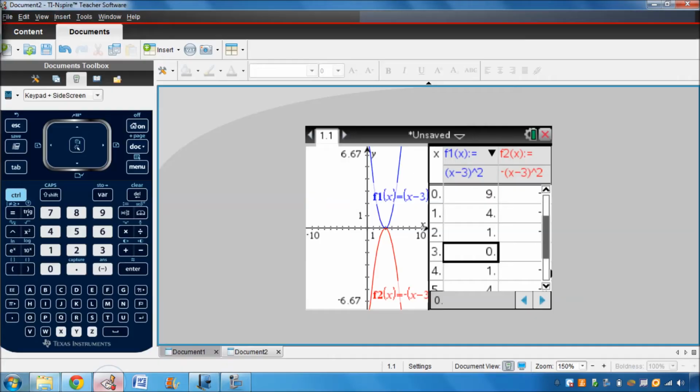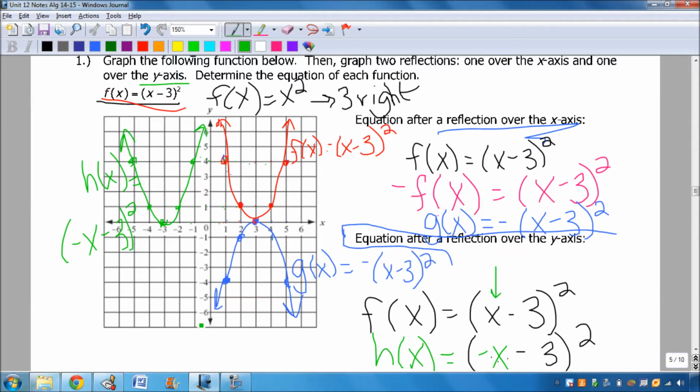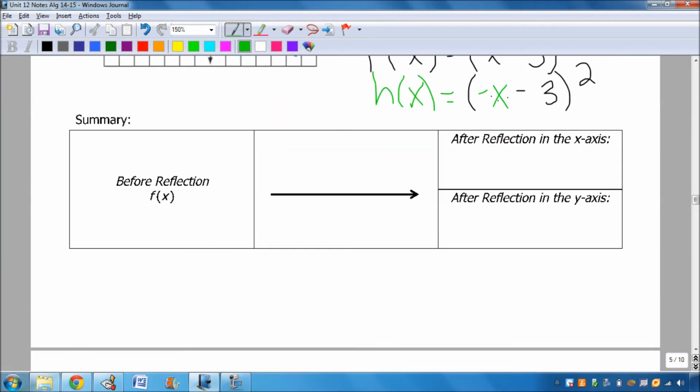Let's graph it out and see what happens. So I'm going to press Control T to get rid of the table again. I'm going to press the tab button, and I'm going to type in (negative x minus 3) quantity squared. There we go. That's a reflection over the y-axis. All right. So now let's figure out how we can summarize this information.